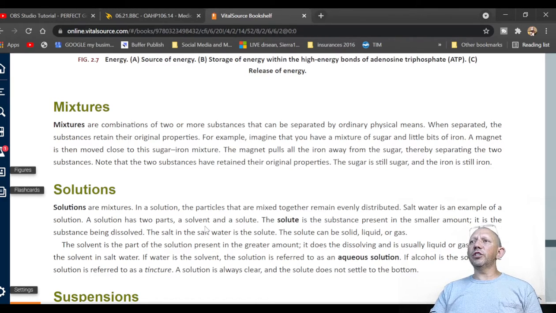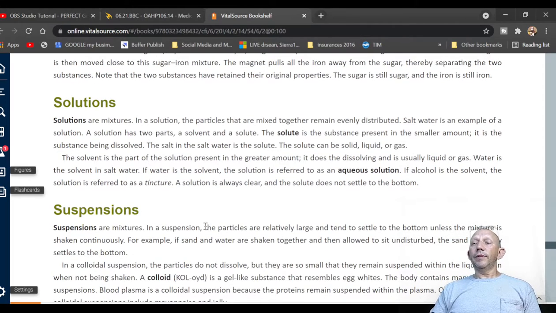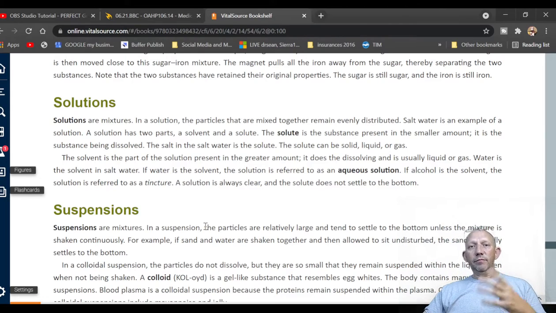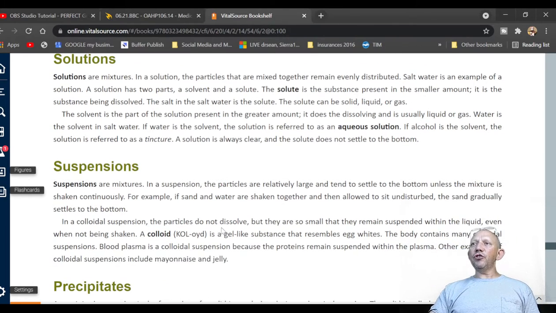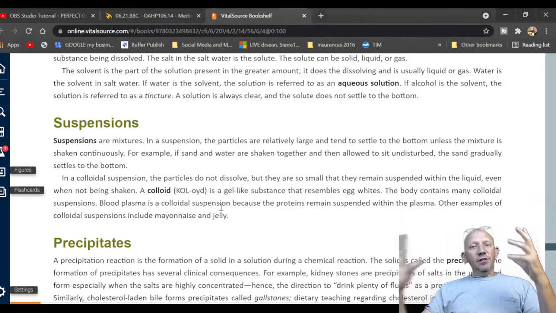Solutions are mixtures. In a solution, the particles are mixed together and remain evenly distributed. So now you're going to take that dye or sugar and you pour it in water and you're going to shake it up with the catalyst of shaking, and you're going to mix them up, and you can't separate them again easily. Okay. And suspensions are mixtures. In a suspension, particles are relatively large and tend to settle to the bottom unless the mixture is shaken continuously. For example, sand and water are shaken, so a suspension is suspended in the solution.